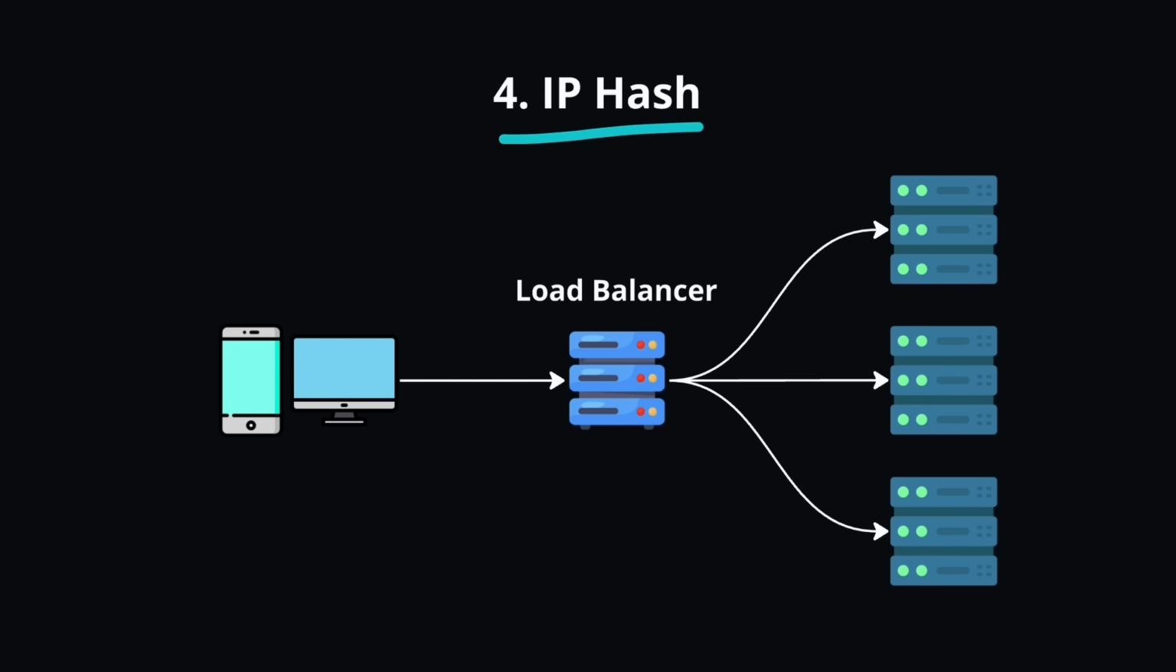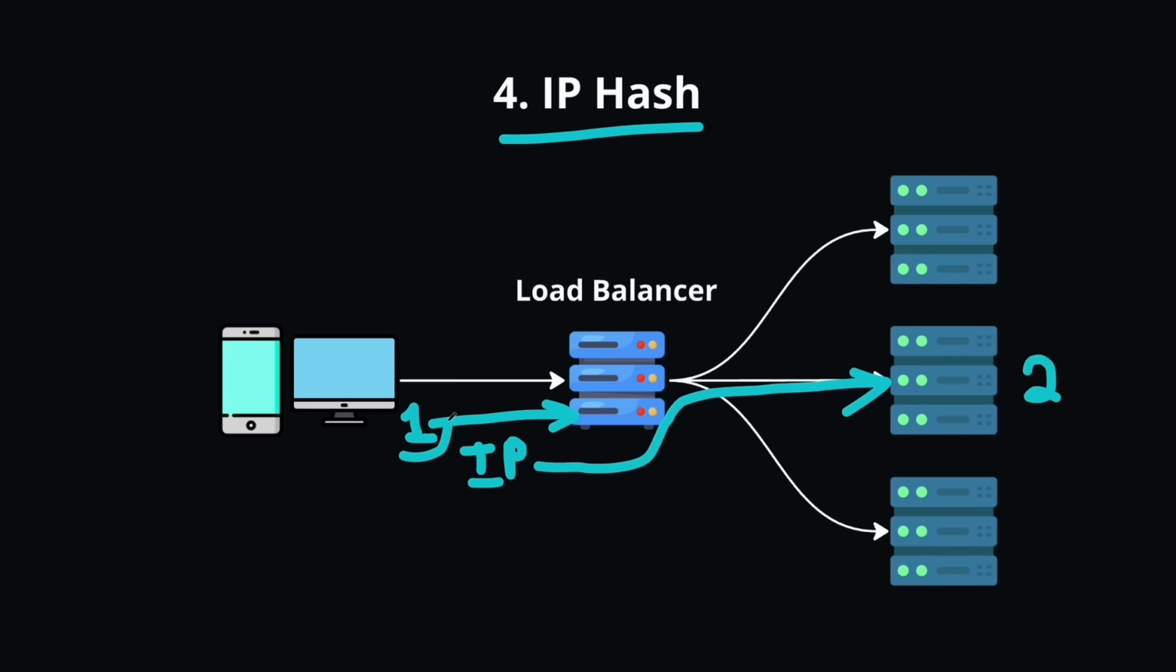on the hash of the client's IP address. This is useful when you want your clients to consistently connect to the same server. Let's say client 1 makes a request to your load balancer. The load balancer will use the client's IP address, hash it, and send it to the appropriate server, let's say server 2.